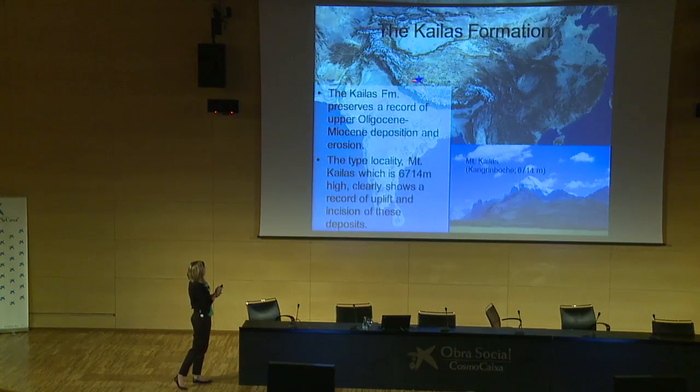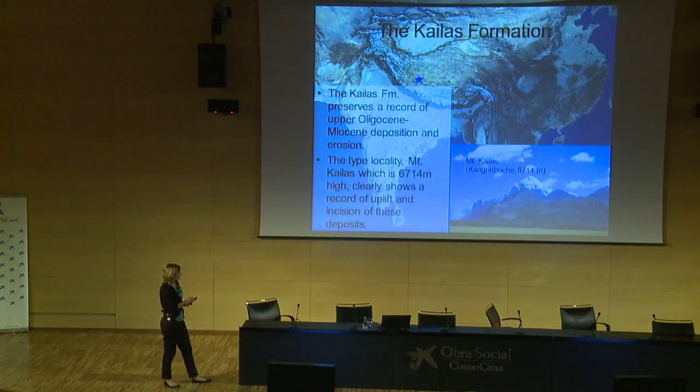So here is Mount Kailas, and that's the type locality of the Kailas formation. Mount Kailas is over 6,000 meters, actually 6,714 meters. And just by standing and looking at that mountain, while taking that picture, I was wondering, well, obviously you see a lot of incision today, okay? Because the peak is almost 7,000 meters and you're standing at about 4,300 meters. So when was that incision, when did that happen, and how does that relate to tectonics?